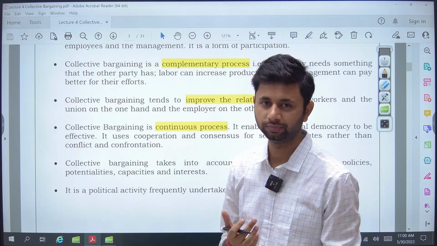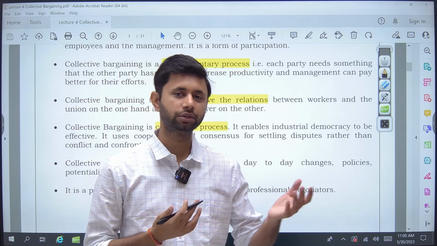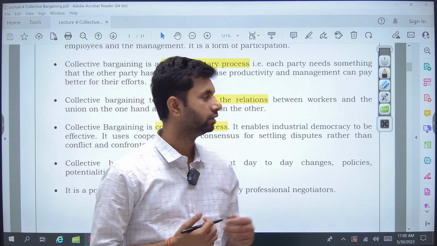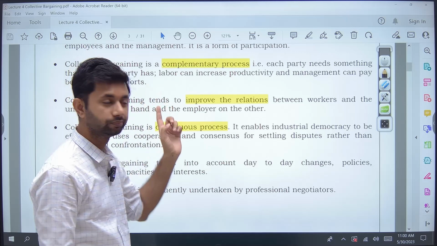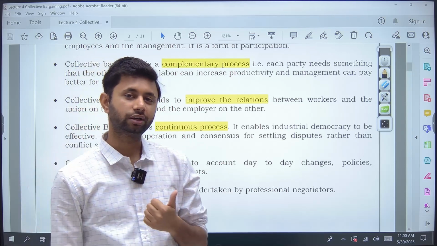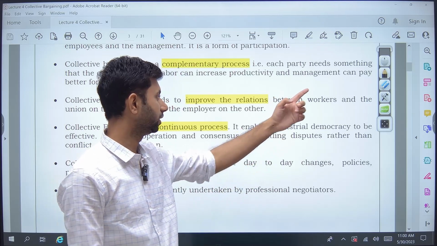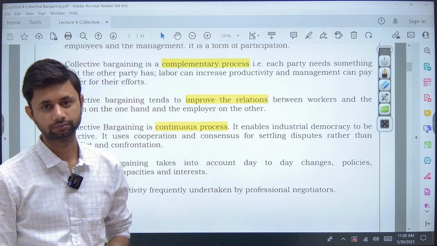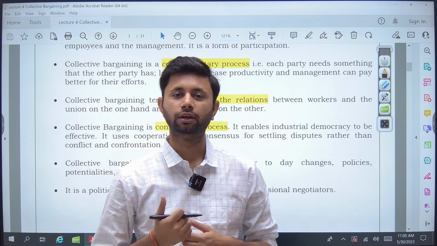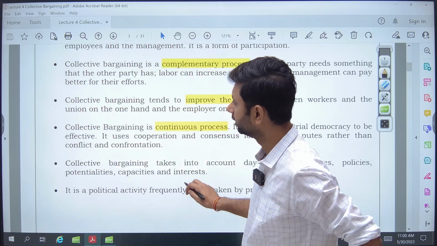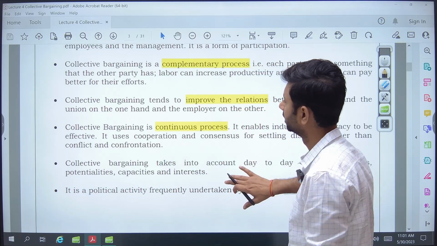Complementary process, what do we mean by that? That if I want to give something, obviously in return I'll get something. Each party needs something that the other party has. Labor can increase productivity, and for that productivity, the management can pay better for their efforts. These two activities are complementary to each other, and that's why it is said that collective bargaining is a complementary process.